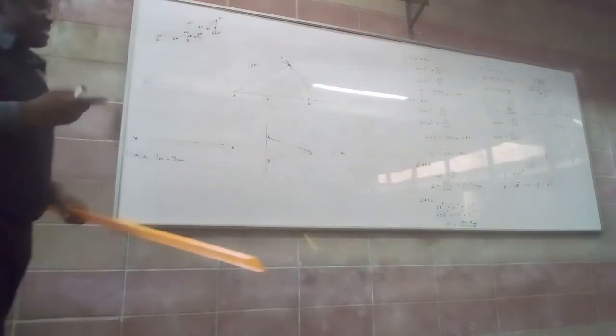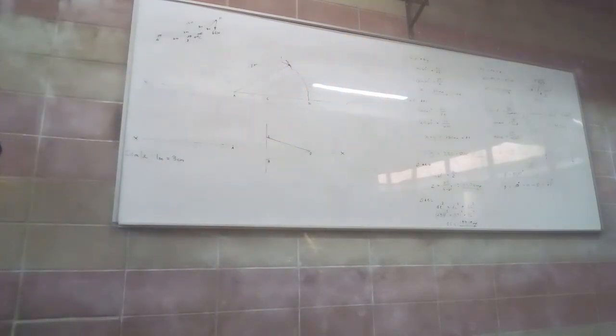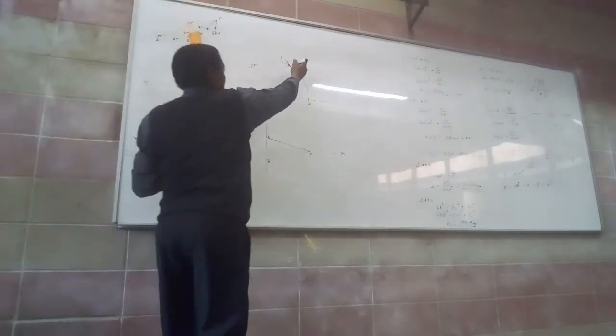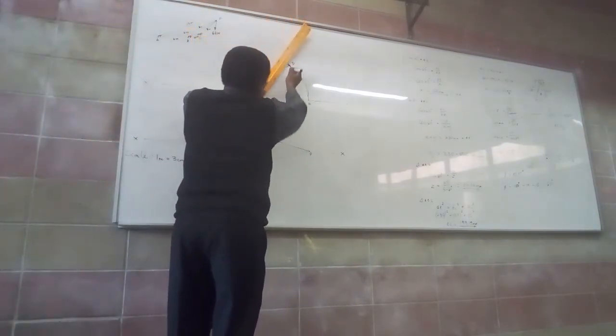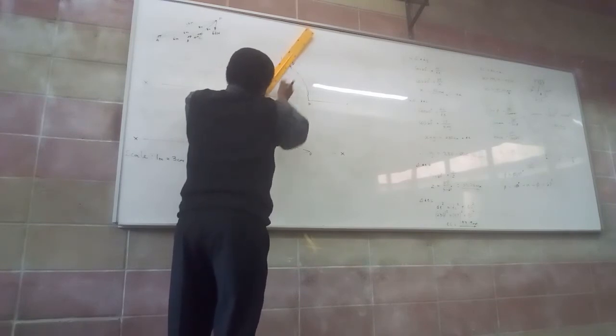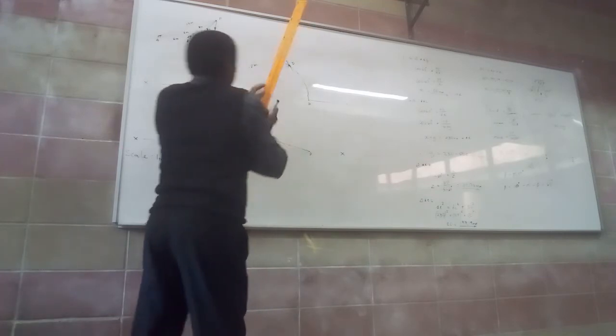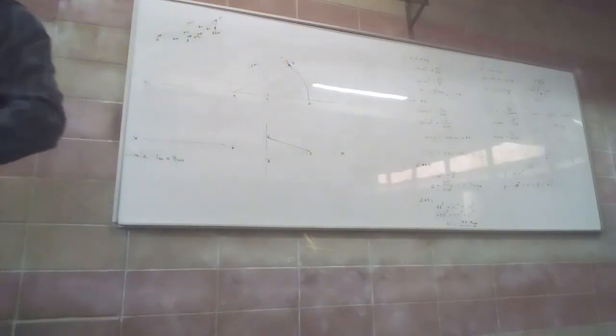But having two arcs, then you join your backstay. You knew it was a 12. It should be 12. From there, you can then say, this would be my D, which means I can join this. Voila, I have my top view and my side view.